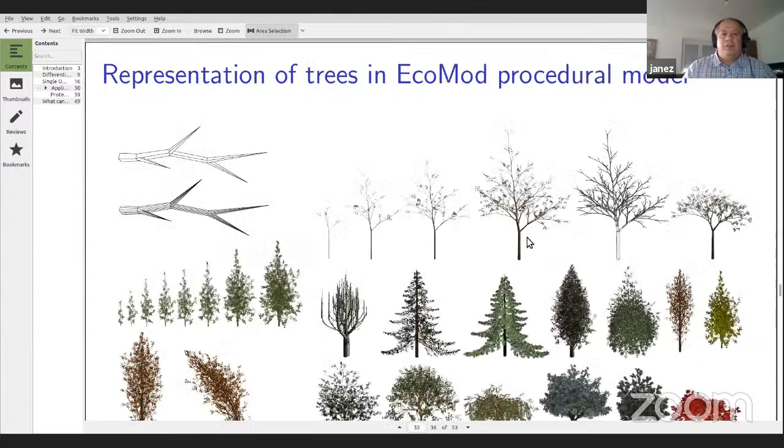So for construction in some procedural model, we can get several types of tree and also wind and so on.